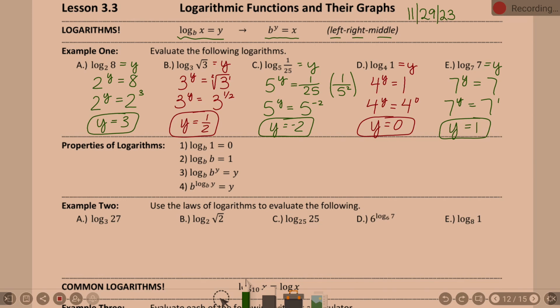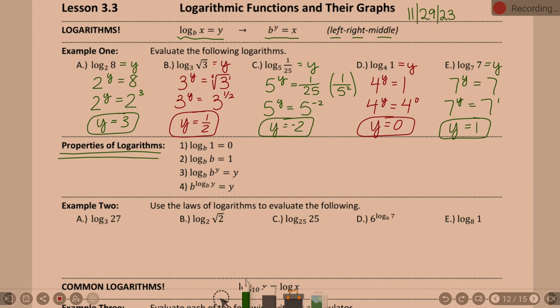Okay, guys. In all honesty, this is kind of a long way on some of these. However, it's a way that always works. Take that log, set it equal to a variable, rework your left, right, middle, and see what you can do with it. Right here, we have 4 properties of logs.